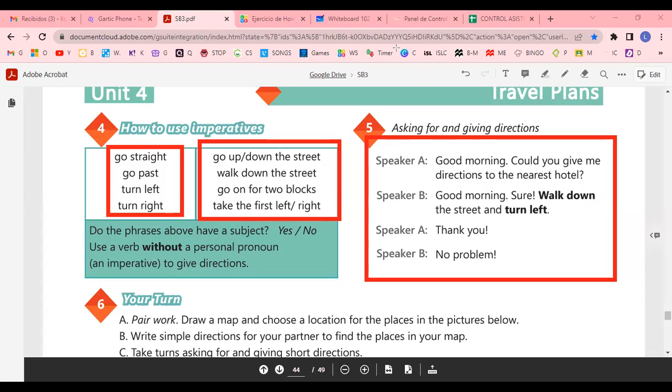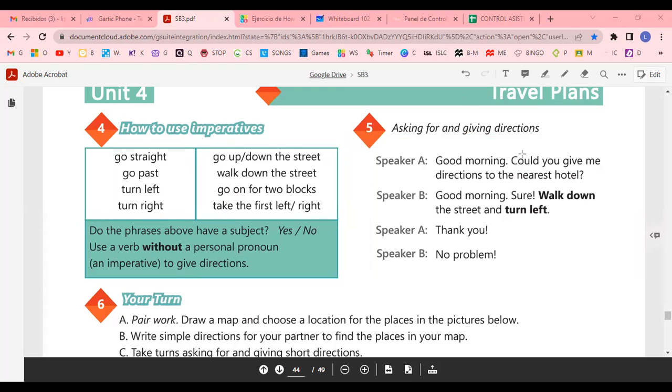Good morning. Could you give me direction to the nearest hotel? Good morning, sure. Walk down the street and turn left. Thank you. No problem. Excellent.